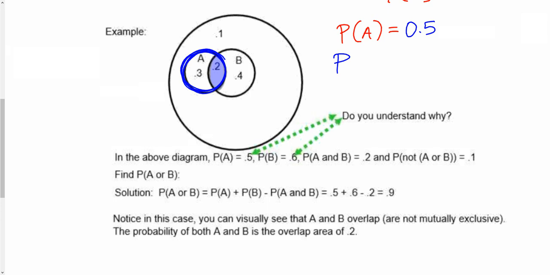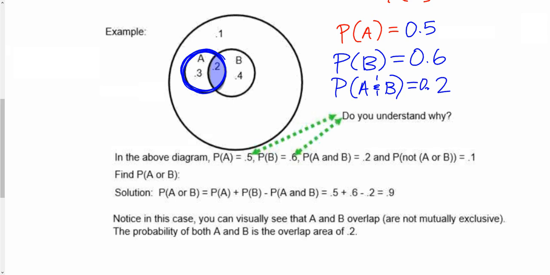What would the probability of B be? That would be 0.6. And if I wanted to know A and B, that's the 0.2. That's your overlap. So when we talk about overlap, that's what we're talking about. So you could find the probability of A or B by using the formula. 0.5 plus 0.6. So just think about that part. What's 0.5 plus 0.6?